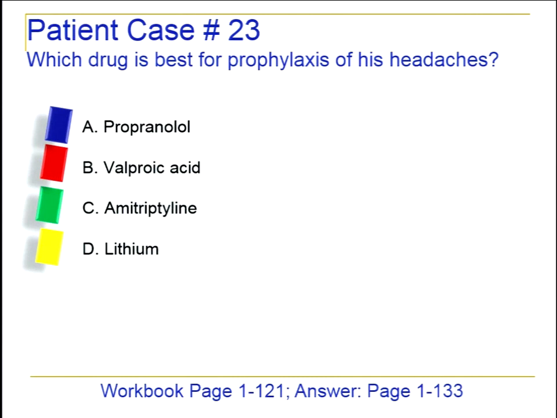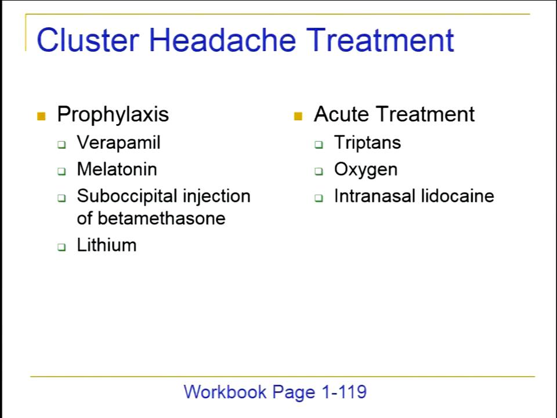And everybody was like, why is the lithium on there? It's for this patient. Okay. All right, so for cluster headache treatment, prophylaxis, usually we don't use lithium, but you can. We have patients that we use it in. But verapamil tends to work pretty well. Melatonin has been shown in a few studies to work. A few patients get suboccipital injections of betamethasone, and then lithium is our other option.